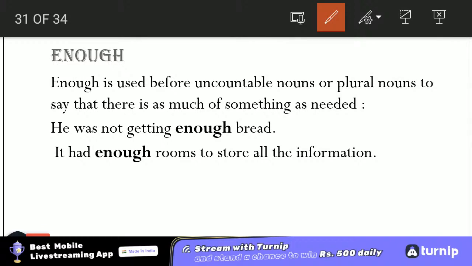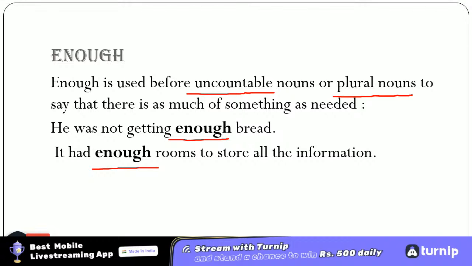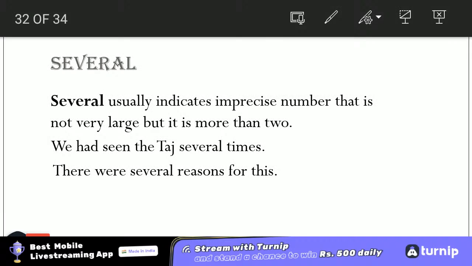The next we have is enough. Now see, when we use enough, first, enough is used before uncountable nouns जो count नहीं हो सकते, and plural nouns, and to say that there is as much of something as is needed. जितना चाहिए उतना ही है. He was not getting enough bread. ठीक है, उसे जितनी चाहिए थी उतनी ही नहीं मिल रही थी. It had enough rooms to store all the information. उसमें उतनी स्पेस थी, उतनी enough quantity थी जितनी वो store कर सकता था.